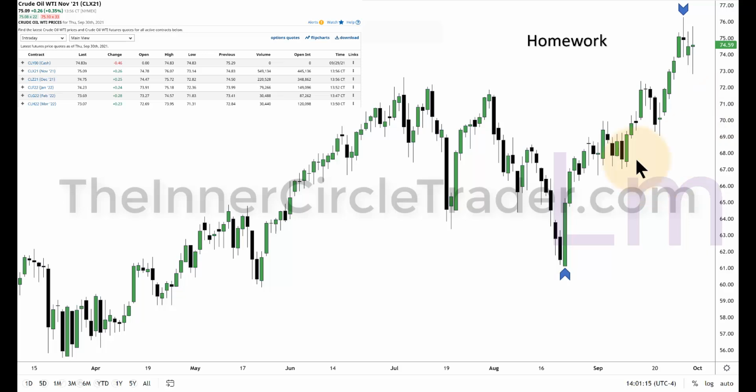Now, I'm not saying that's what's occurred here, but in these conditions, this market is absolutely primed for something like that. Now, think about what's going on over in the UK.